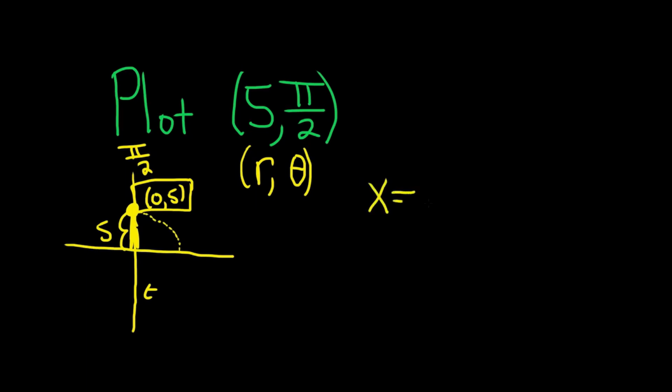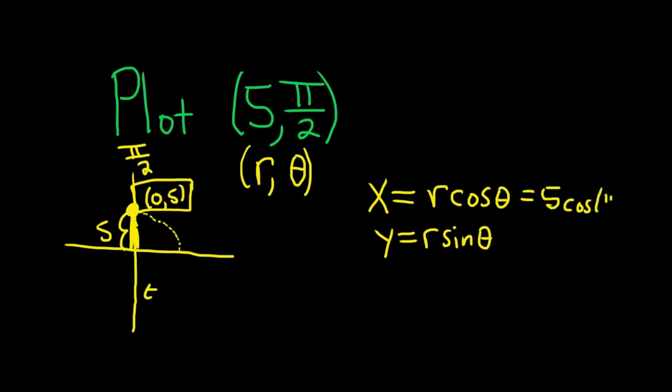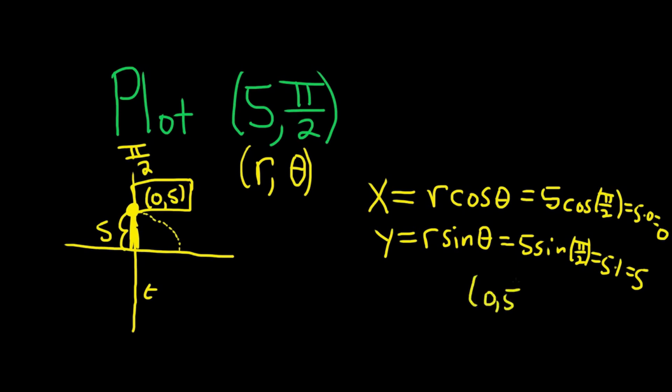Another way to do it is to use the formulas. Recall that x is equal to r cosine theta, and y is equal to r sine theta. Then you just plug in the numbers. r is 5, so you have 5 cosine pi over 2. The cosine of pi over 2 is 0, so you get 5 times 0, which is 0. For y, you get 5 sine pi over 2. Sine of pi over 2 is 1, so you get 5 times 1, which is 5. So your x is 0 and your y is 5, so you get 0, 5.